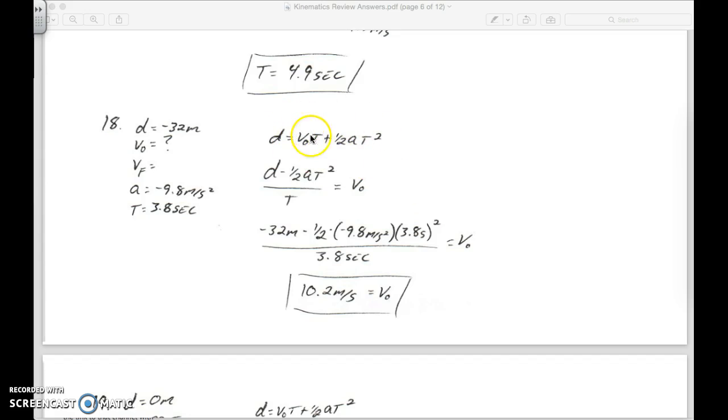We're solving for V naught. So we're going to move the 1/2 at squared over to the left by subtracting it, giving us d minus 1/2 at squared divided by time. That's going to give us the initial velocity. Plugging our numbers in, negative 32 meters minus 1/2 times negative 9.8 meters per second squared times 3.8 seconds, square that, all divided by 3.8 seconds. The 3.8 in the bottom and this 3.8 do not cancel because there's two terms here. So don't start trying to get ahead of yourself. Plug the whole thing into the calculator and you get an initial velocity of 10.2 meters per second.